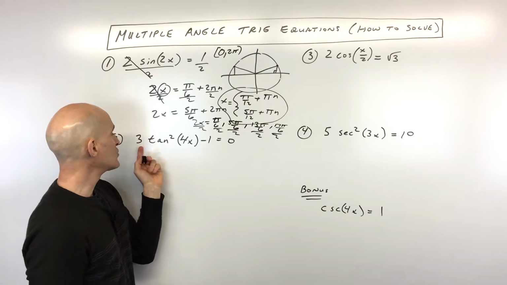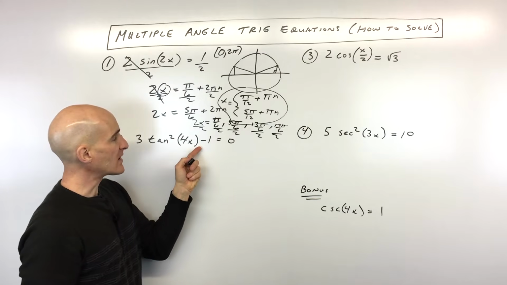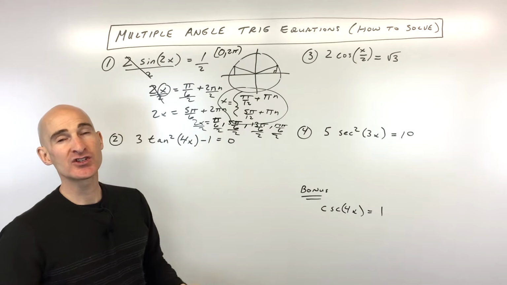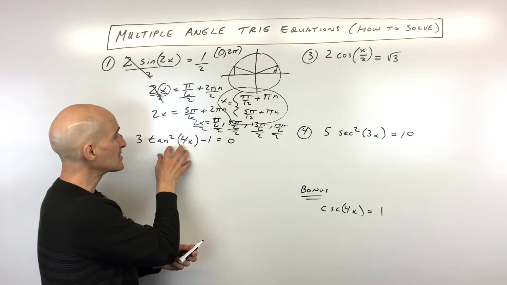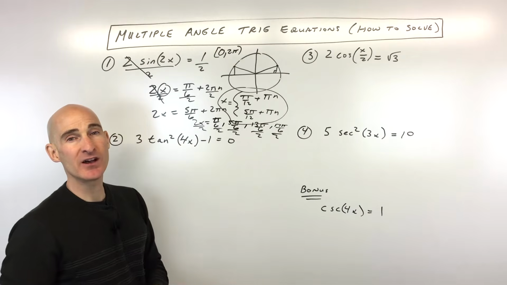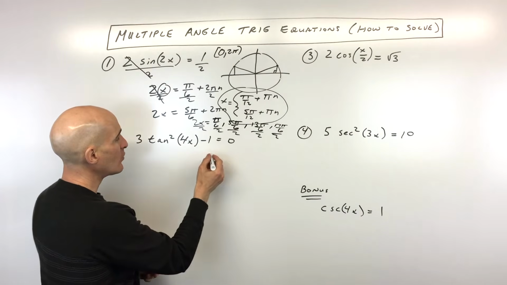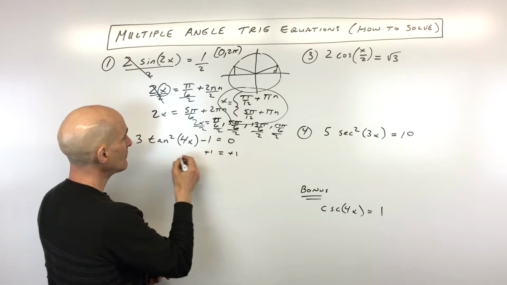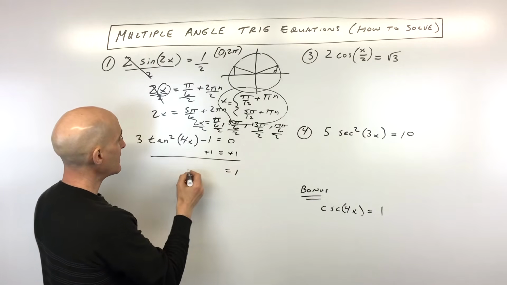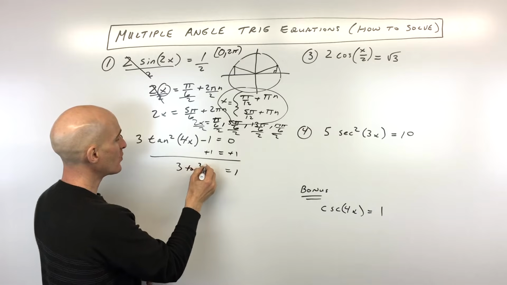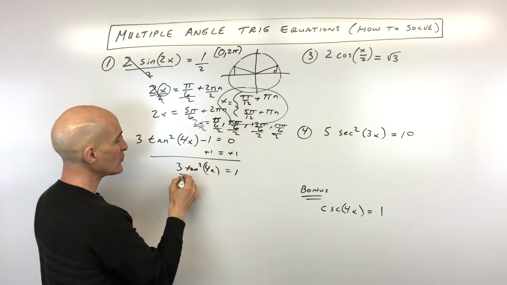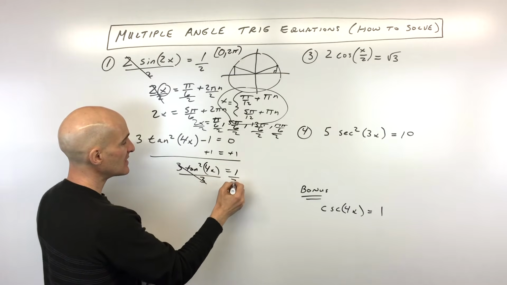So number 2, it says 3 tangent squared of 4x minus 1 equals 0. Just like solving an algebra equation, we want to isolate that tangent. We want to get that tangent by itself. So what we're going to do is add 1 to both sides. Okay, so we have 1, and now we have 3 tangent squared of 4x. We're going to divide both sides by 3 to get that tangent by itself.